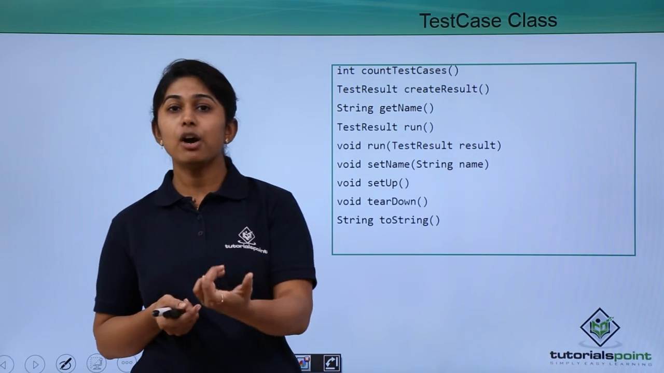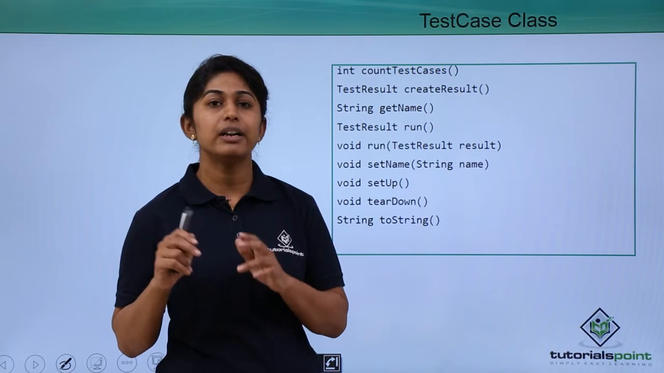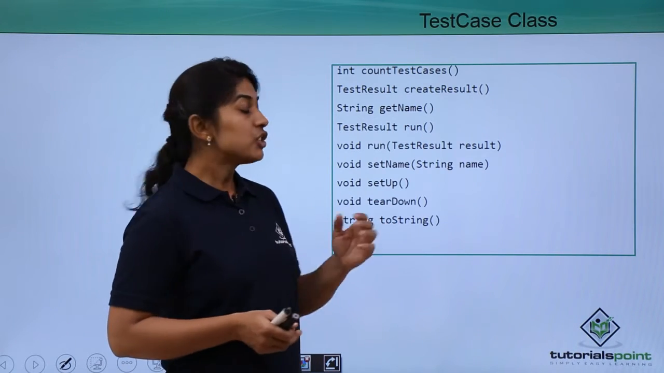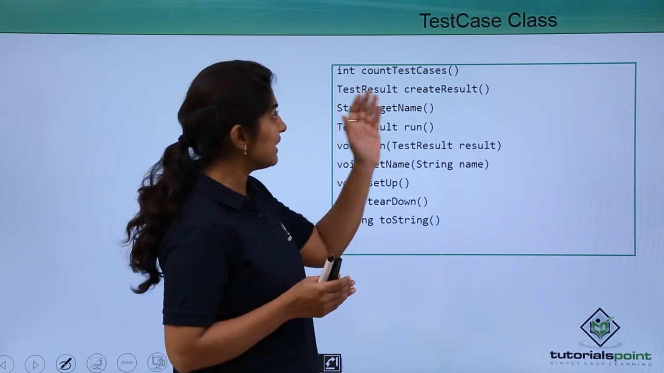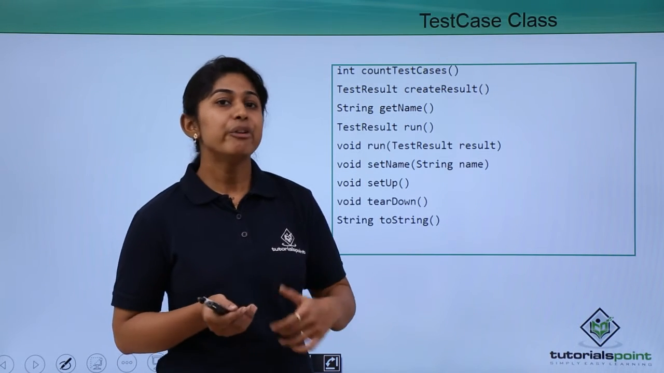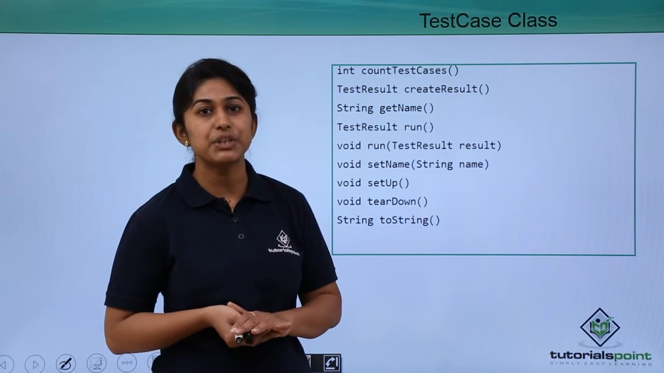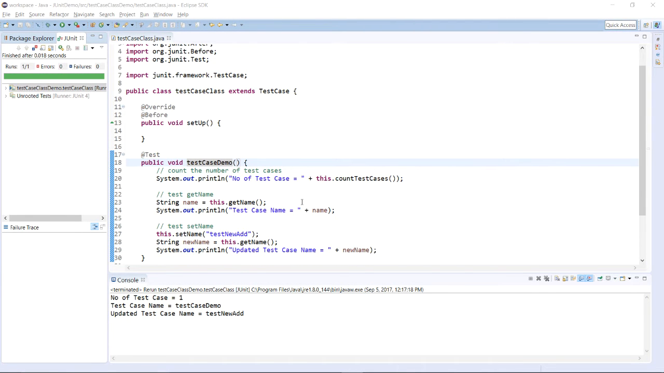Suppose you have any object and you want the content of that object and you want to print it on the console or on the log, then you need the toString method. So, these all are the methods which are bunched in the TestCase class. Now, we will see practically how all these methods are executed. Let us see one example for different methods, some sample methods for the TestCase class.